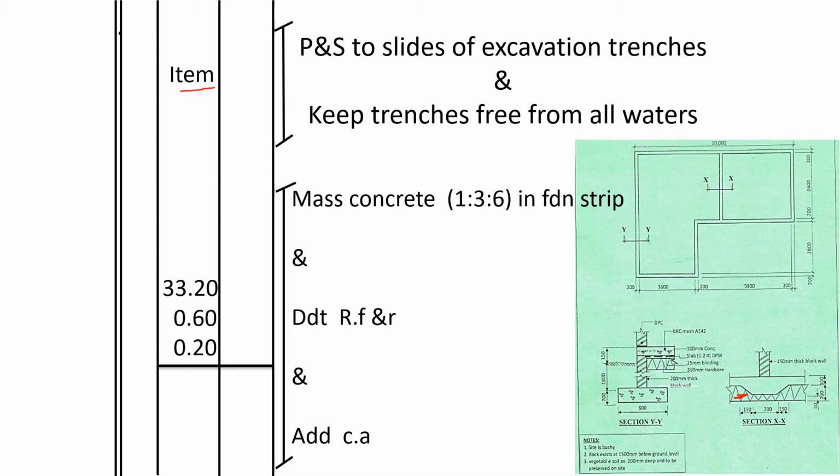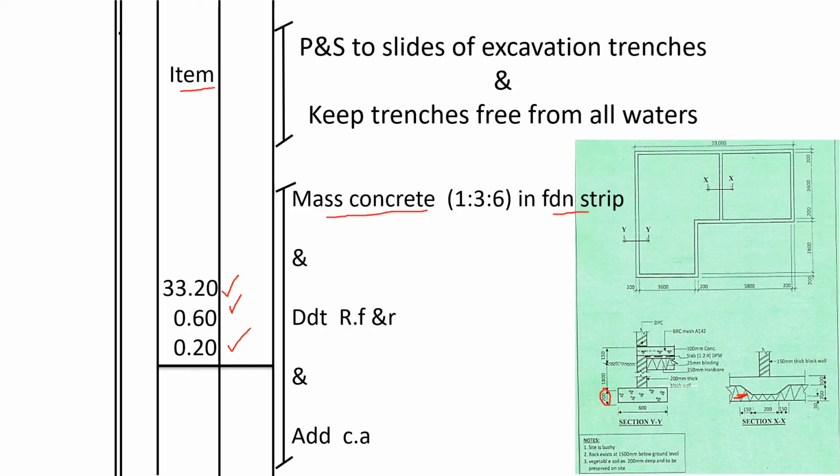We go to the mass concrete in the foundation strip. Note that in this diagram, this section, we do not have blinding, so we shall go to the mass concrete in the foundation strip, and the mass concrete is measured using the center line, the width of the trench, then the depth of the concrete, which is 200. It's shown here. So it is mass concrete in foundation strip.